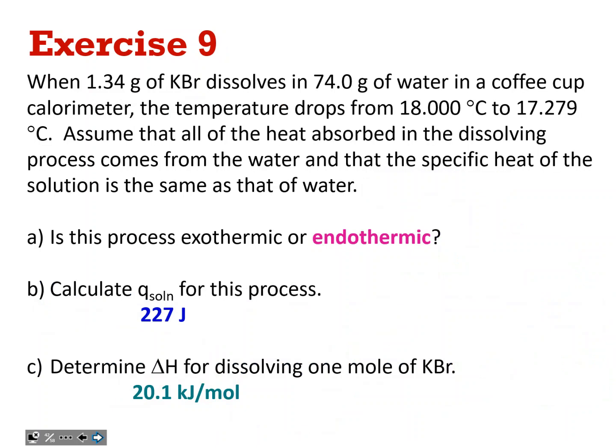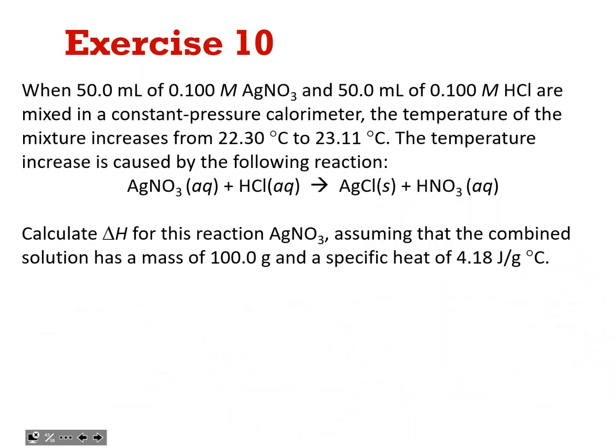So, yeah. All right, now, this one is a heat of reaction. We have silver nitrate reacting with hydrochloric acid, getting silver chloride and nitric acid out of it. A little bit different take here, okay? We have 50 milliliters of 0.1 molar silver nitrate. We have 50 milliliters of 0.1 molar HCl, and the temperature goes from 22.3 to 23.11.